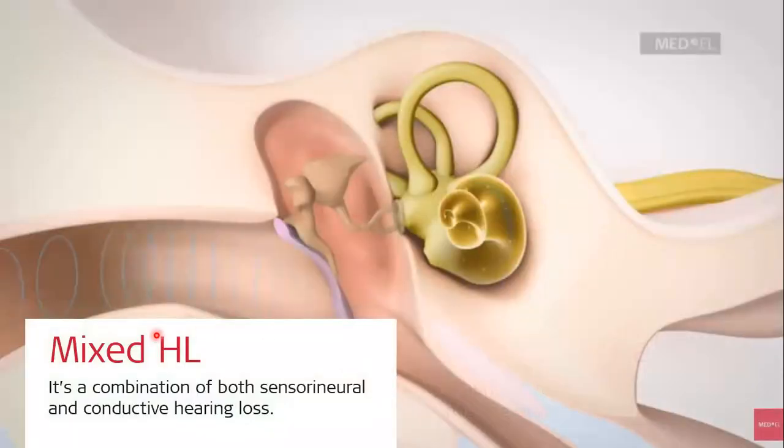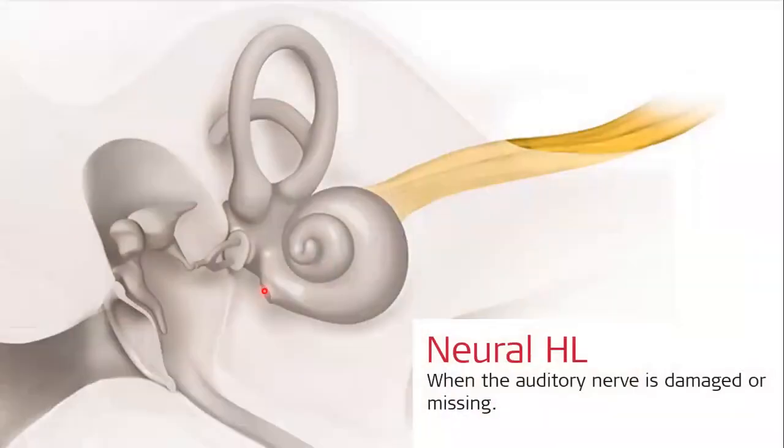The third type of hearing loss is the mixed hearing loss, and it's a combination of conductive and sensory neural hearing loss. While the last type of hearing loss is the neural hearing loss, and it's simply when the problem is in the auditory nerve itself.